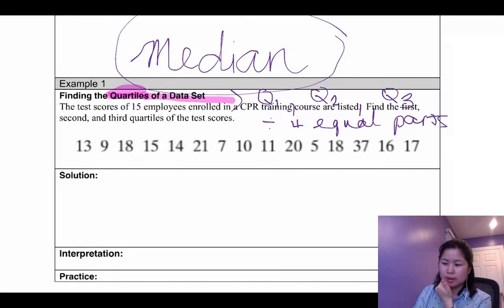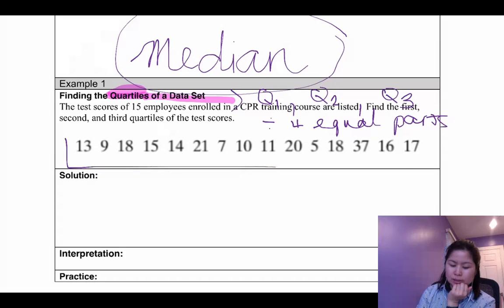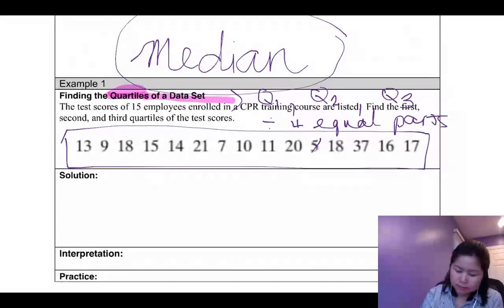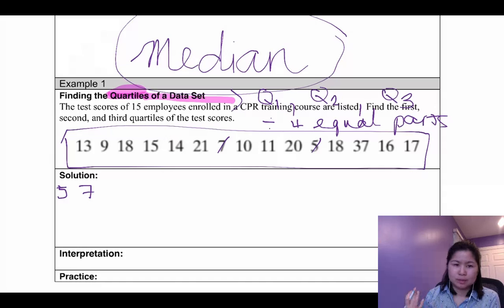But before we do that, step number 1: when we find quartile, I need to rearrange my data set. I need to find the median, not just one median, a couple of medians. So I'm going to rearrange this so I know 5 is the lowest, then I can go to the next one. Quartile is a way for you to order your data set and split it up into 4 equal parts. You're going to call them Q1, Q2, and Q3. So I'm going to rearrange my data set.